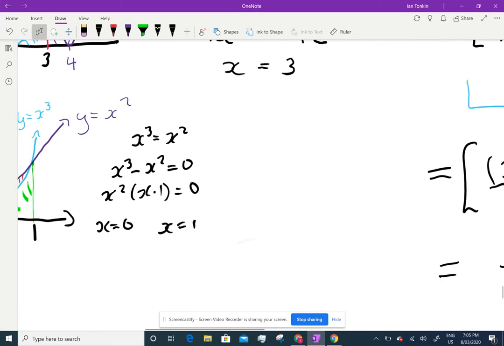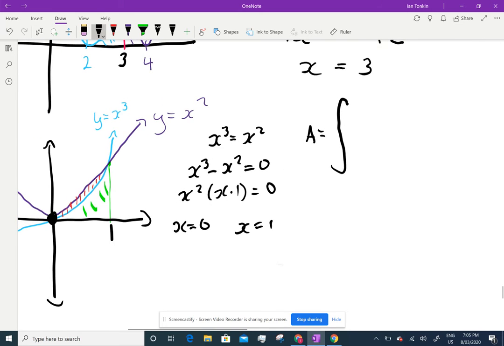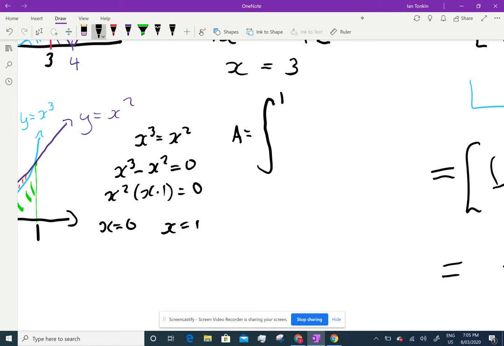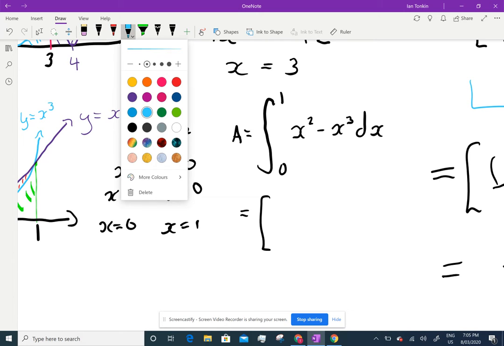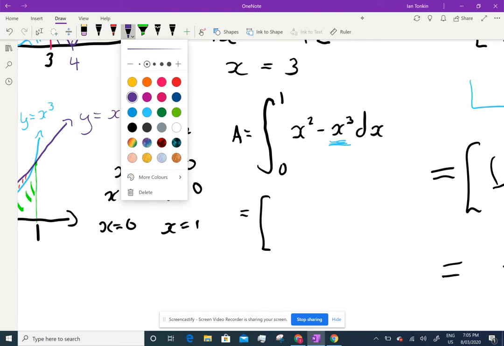So I'm going to set up my area now. Area equals, and because they're the same parameters, I put them in the same equation. I can write them separately, but because I've got the same parameters, it's from 0 to 1, and what's on top? x squared minus x cubed dx. Okay, so integrate both of those. This is the blue bit, the x cubed. That's the blue curve. And this is the purple curve.